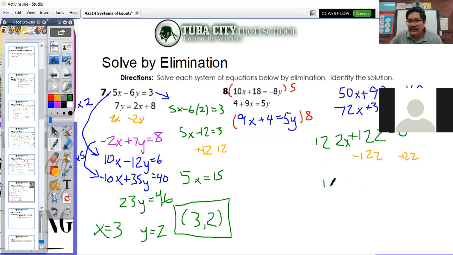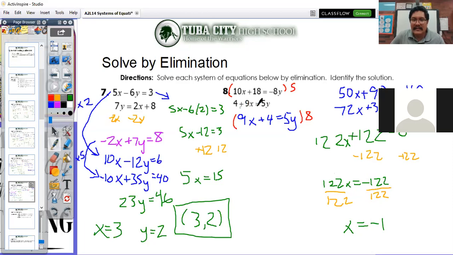So 122x equals negative 122. Now in this case here, I'm going to divide both sides by 122. I could have already seen what it was, but I don't want people asking, where did I get that from? So there we go. We got x equals negative 1.